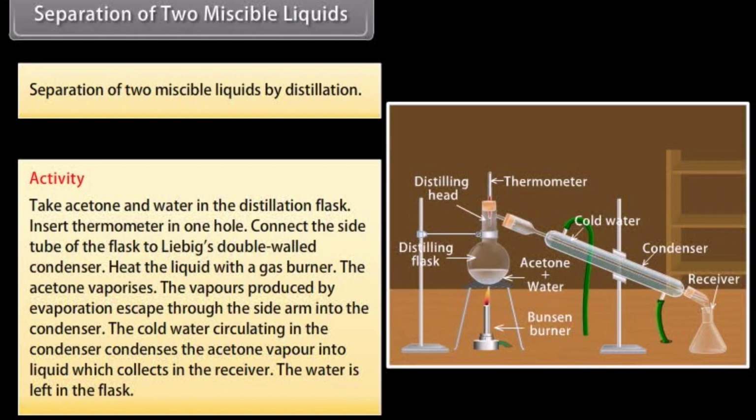The acetone vaporizes. The vapors produced by evaporation escape through the side arm into the condenser. The cold water circulating in the condenser condenses the acetone vapor into liquid, which collects in the receiver. The water is left in the flask.